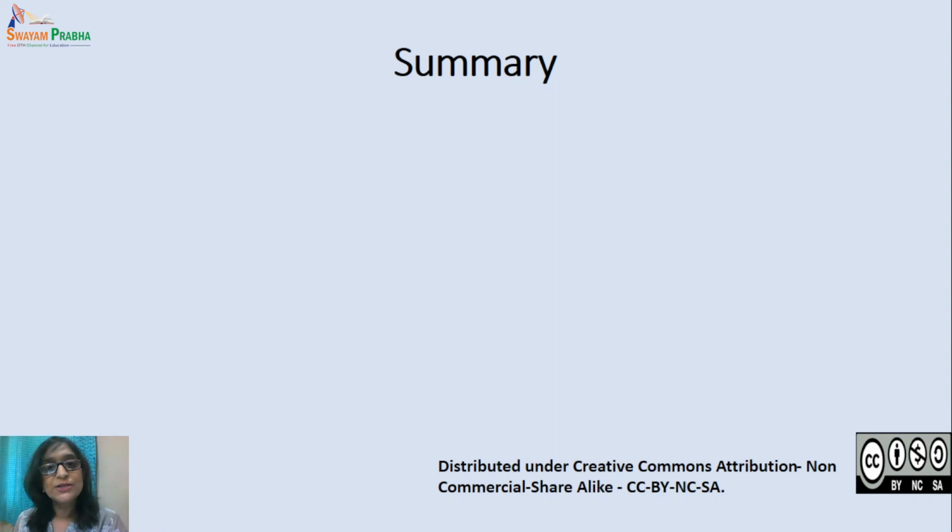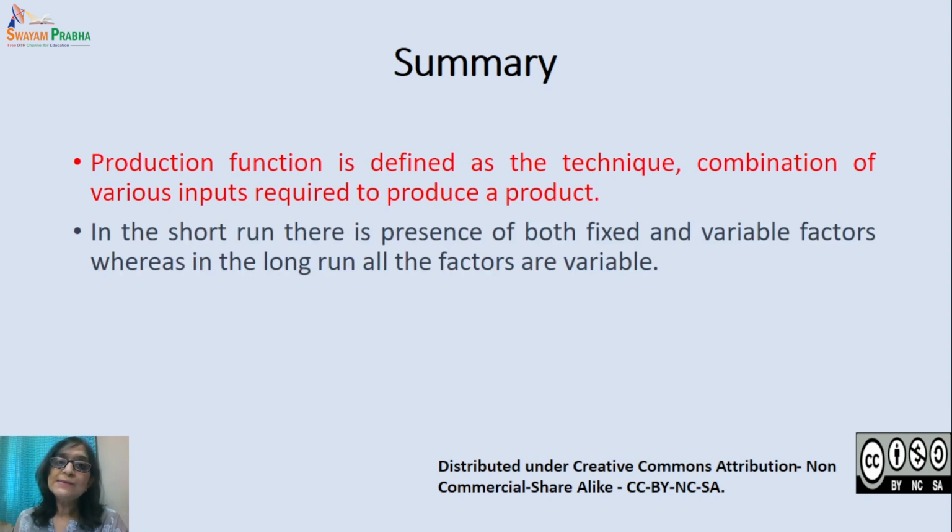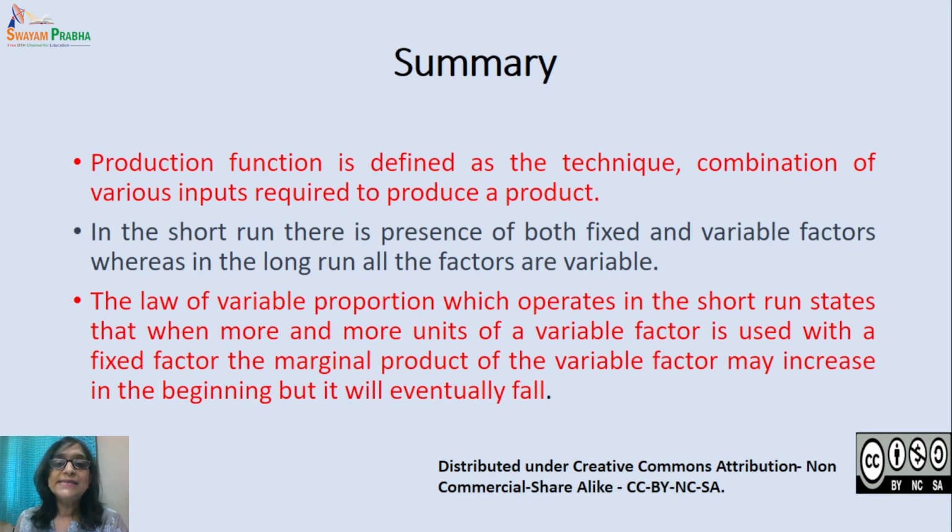Let us summarize today's lecture. We have talked about what we mean by production function, which is basically a relationship between input and output. Two types of production function we said, short run and long run. In short run, you have fixed factors and variable factors, whereas in long run, all factors are variable. Then we said in short run, it is the law of variable proportion which operates, which says that if you keep on adding more and more variable factor to the same fixed factor, the marginal product of the variable factor will increase in the beginning, but then it will fall.